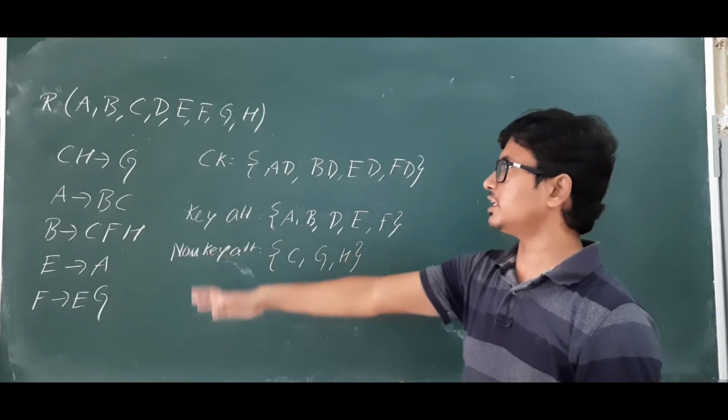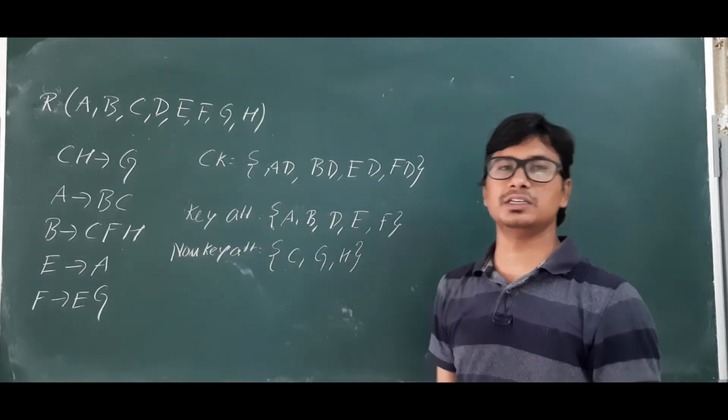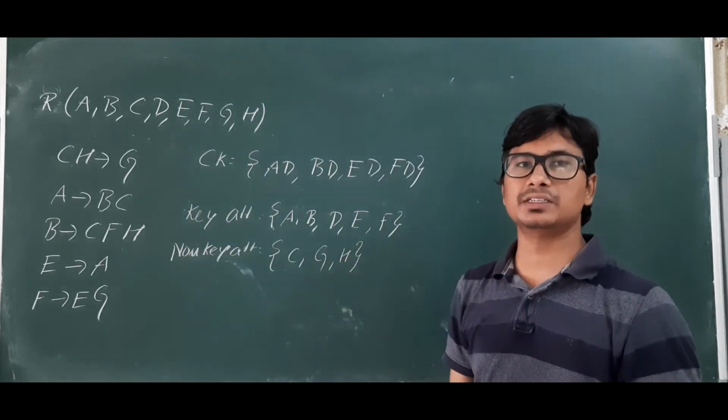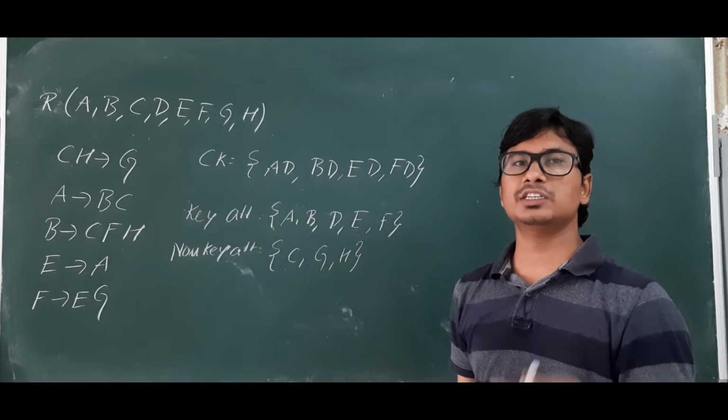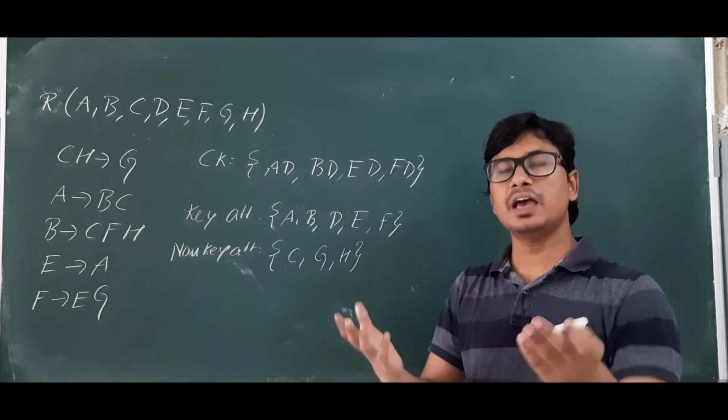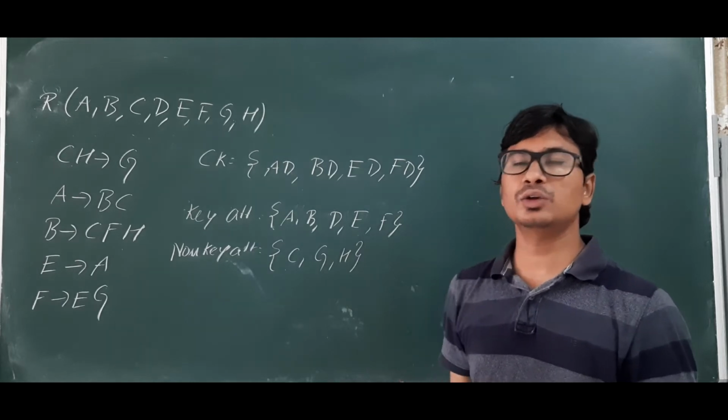Now we need to check whether any partial dependency is there in the given FDs. If there is a partial dependency, I can say that the relation is not in 2NF. If there are no partial dependencies, I can say that the relation is in 2NF.